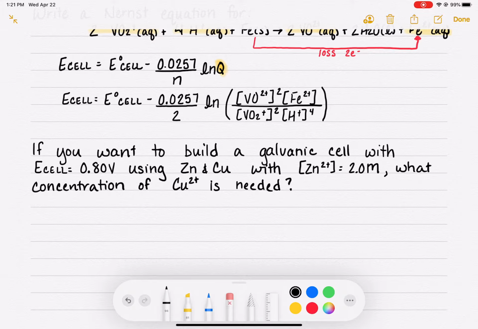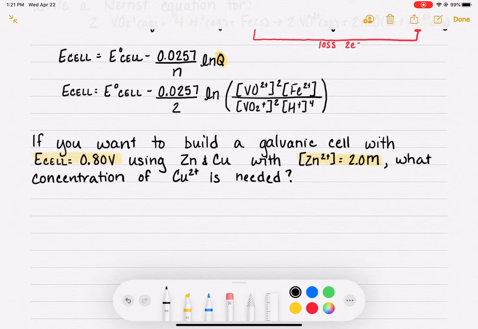So our first hint when we're looking at a problem like this, the first 2 clues that we have that this is a Nernst equation problem is that, number one, we have E cell and it's not standard. It's not an E standard cell. So that's clue number 1, that this is going to be a Nernst problem. And then clue number 2, we have a molarity that's given to us and it's not 1 molar, and it's asking us to come up with a second molarity. So these are both hints that we're dealing with a problem where we need to use the Nernst equation.